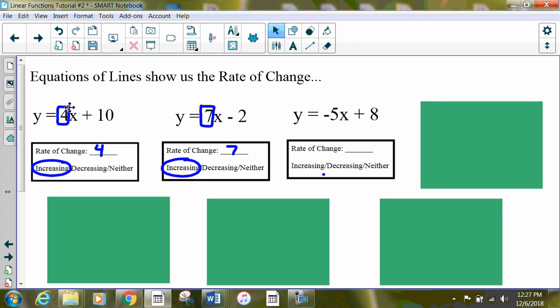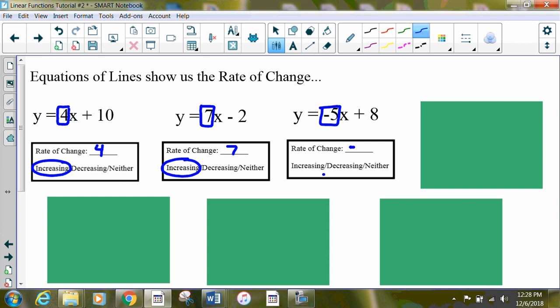So write this next equation, y equals negative 5x plus 8. Once again, we're going to look at the number in front of the x. That is our slope. So our rate of change is negative 5. Since negative 5 is negative, that means it's decreasing. It's a rate of change that is decreasing.